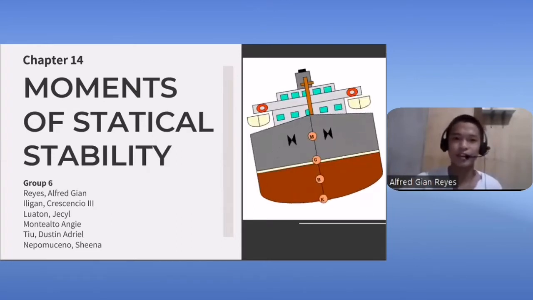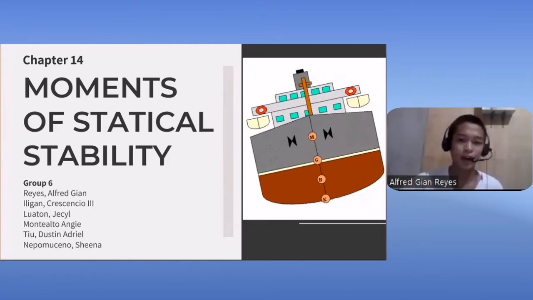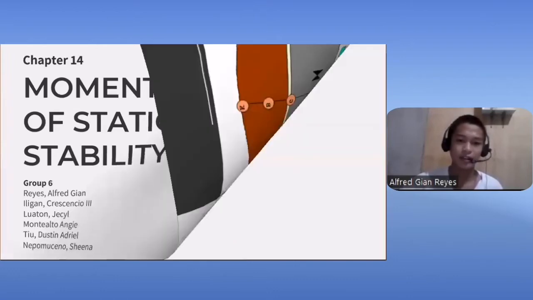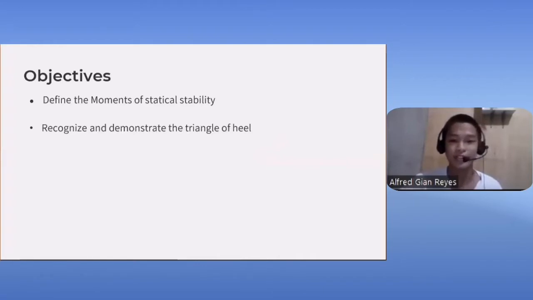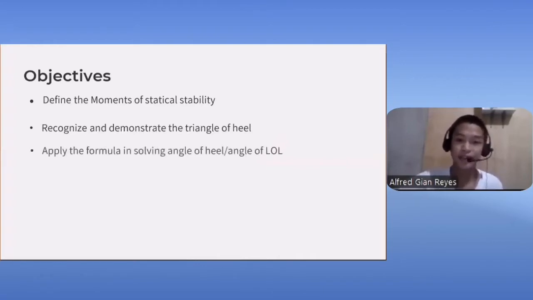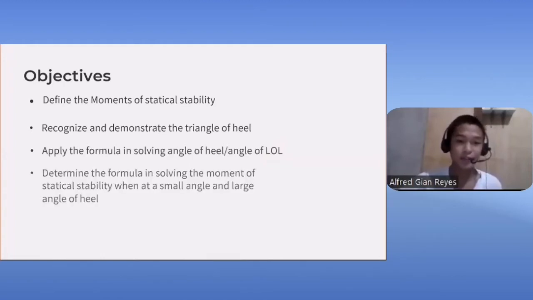Before we begin, let's first know our learning objectives. Our objectives in this report will be to define the moments of statical stability, recognize and demonstrate the triangle of heel, apply the formula in solving angle of heel, determine the formula in solving for the small angle and large angle, and lastly, to apply the formula to different problems.